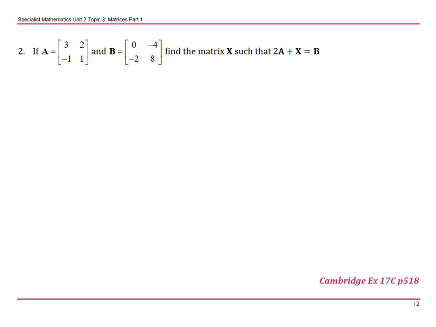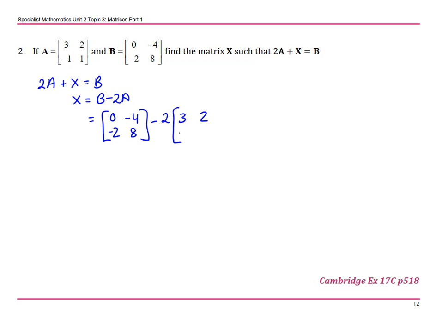Now let's look at this. If A is 3, 2, -1, 1, and B is 0, -4, -2, 8, find the matrix X such that 2 lots of A plus X equals B. So 2 lots of A plus matrix X has to equal B. So I could rewrite that as matrix X has to equal B minus 2 lots of A. So that would be 0, -4, -2, 8, minus 2 lots of A, 3, 2, -1, 1.